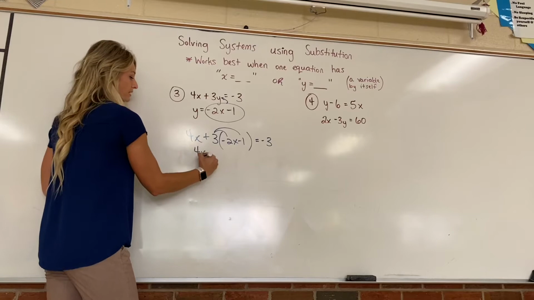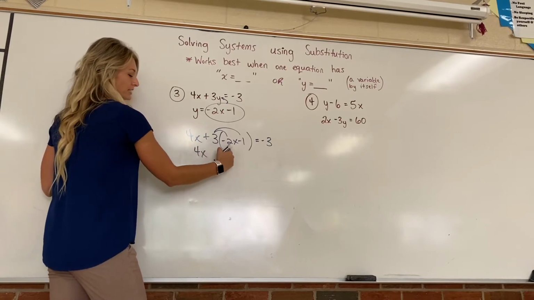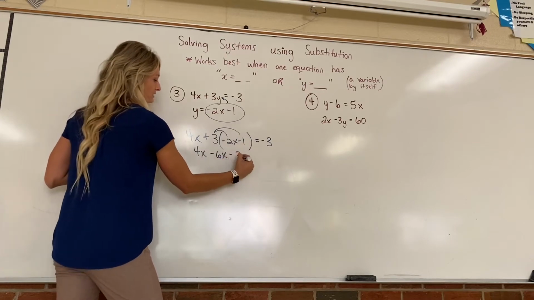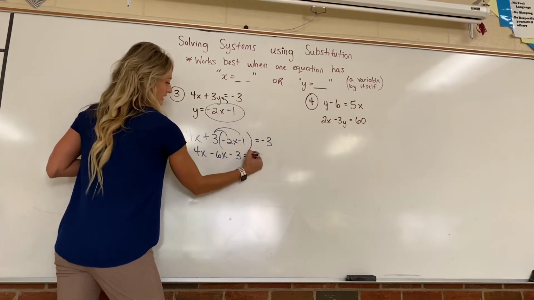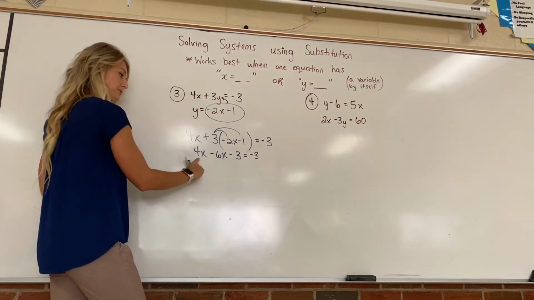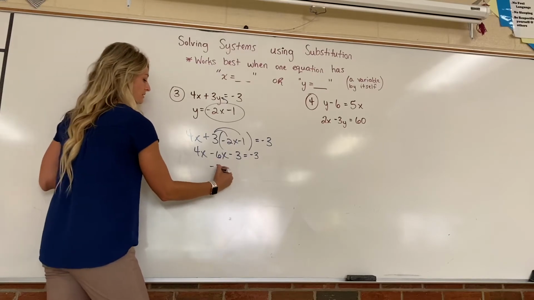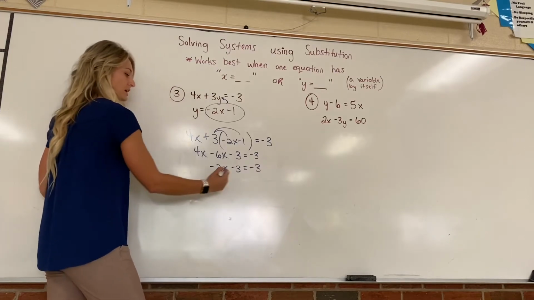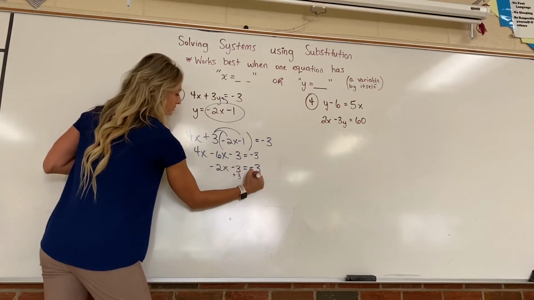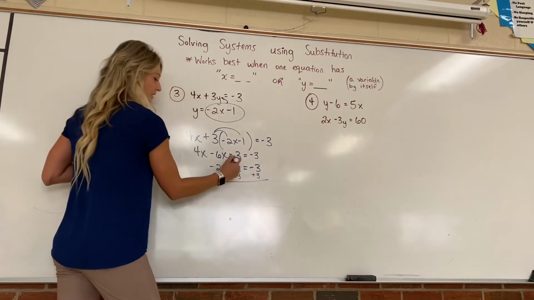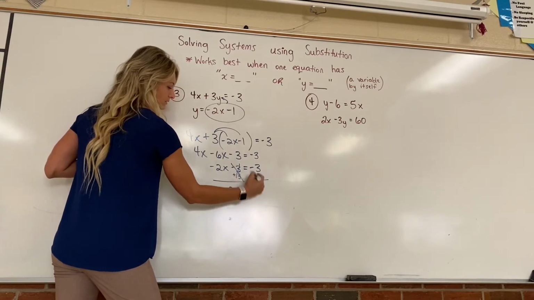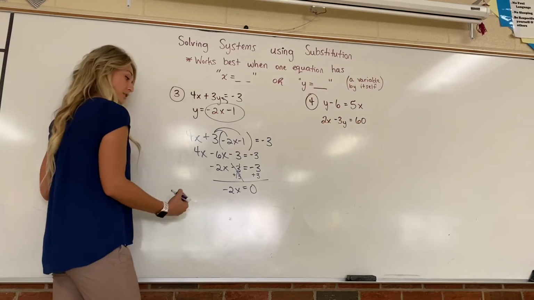So my 4x comes down. 3 times negative 2x is negative 6x. 3 times negative 1 is negative 3. My negative 3 comes down. Then I keep simplifying. 4x minus 2x is negative 2x. My minus 3 equals negative 3 comes down. I've got to add 3 to both sides. So those go away. I have negative 2x equals negative 3 plus 3, which is 0.